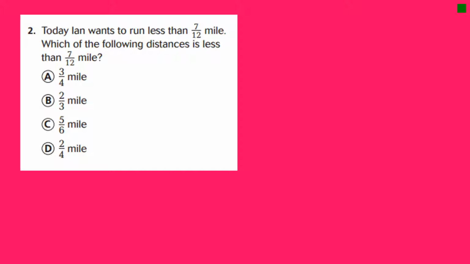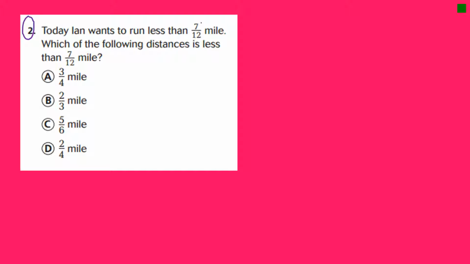So now we are on the back, okay? This is number 2 on the back. All right, we're going to read it together here. Today, Ian wants to run less than 7/12 mile. Which of the following distances is less than 7/12 mile? All right, let's see here. 3/4, 2/3, 5/6, or 2/4.